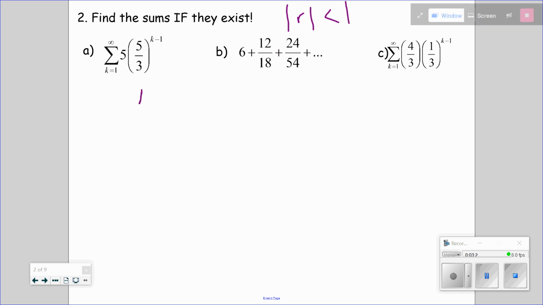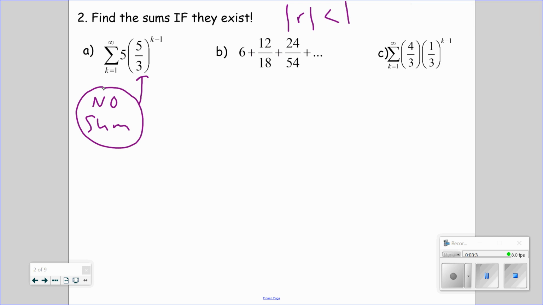So on part A, I'm checking the 5/3. 5/3 is not less than 1, so it's a no sum right off the bat. No sum, 5/3 is too large. Now, part B, my last class was a little baffled. We were having a little conversation about this. Do you think all of these terms are following the same pattern, or do you think the 6 does not belong?